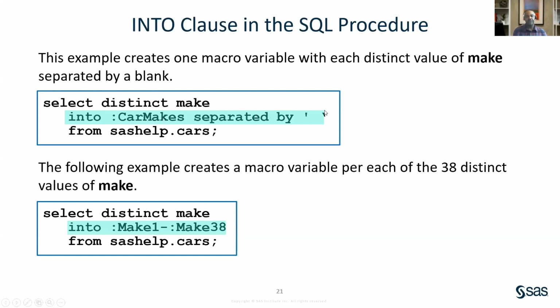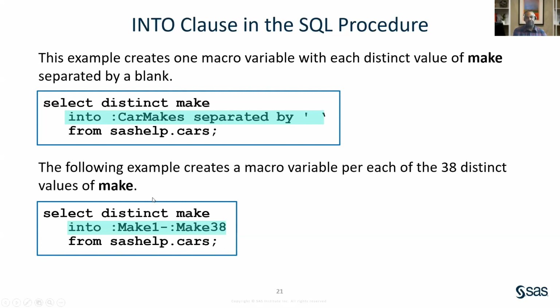What it will do is make a distinct list of the makes and assign that list of values of the make of the cars into this one macro variable called car makes, separated with a space. So you might have Chevrolet, space, Porsche, space, Mercedes-Benz. They will be separated in the list by blank. So you could use that perhaps for validation. You can use it for filtering. There are a number of places you can use that.